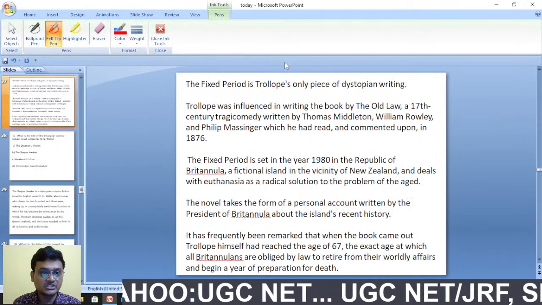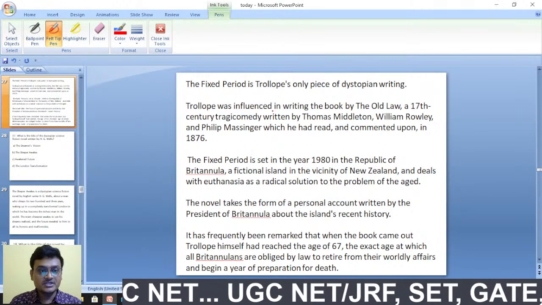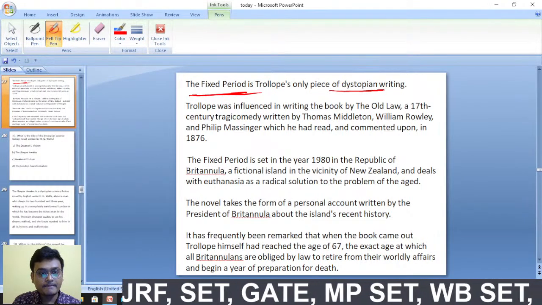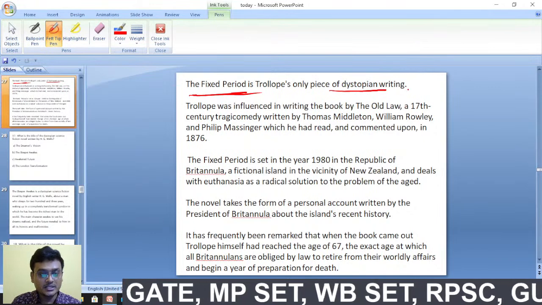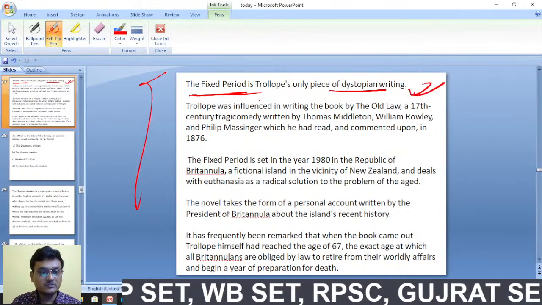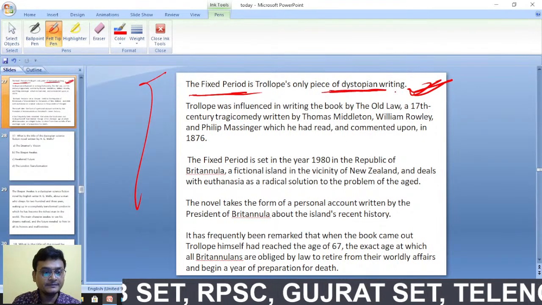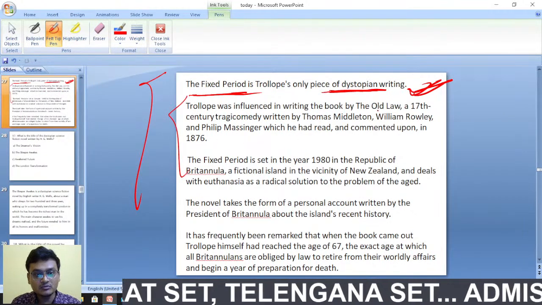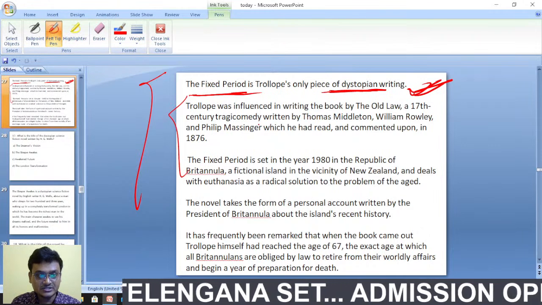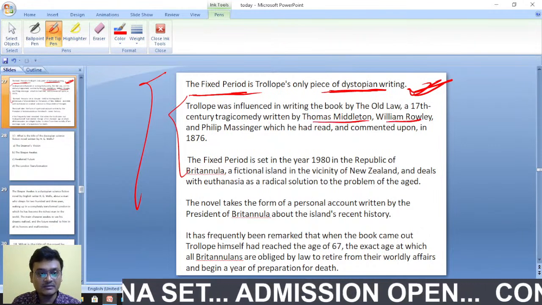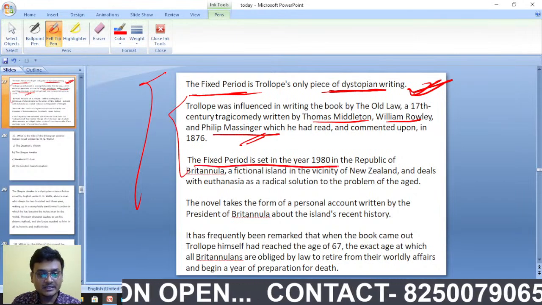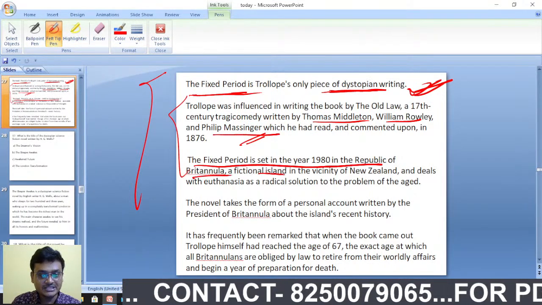And here is the explanation. The Fixed Period is Trollope's one piece of dystopian writing. Trollope was influenced in writing the book by The Old Law, a 17th century tragicomedy by Thomas Middleton, William Rowley, and Massinger, which he had read. The Fixed Period is set in 1980 in the Republic of Britannia, a fictional island.